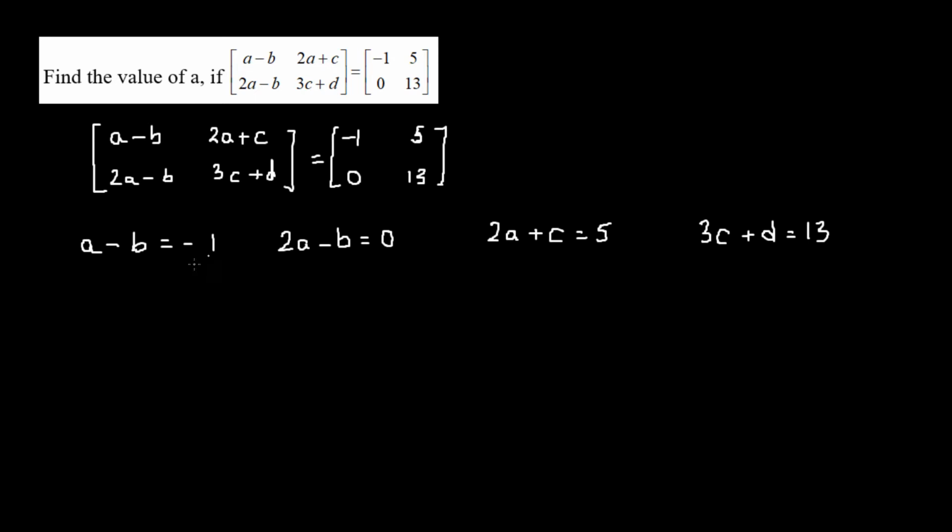In order to find the value of A, the first equation will be used. From the second equation, we have twice A is equal to B. So we're going to substitute the value of B into the first equation. That gives us A minus 2 times A equals -1. So A minus 2A is -A equals -1. To find the value of A, we multiply both sides by -1. So that gives us A equals 1.